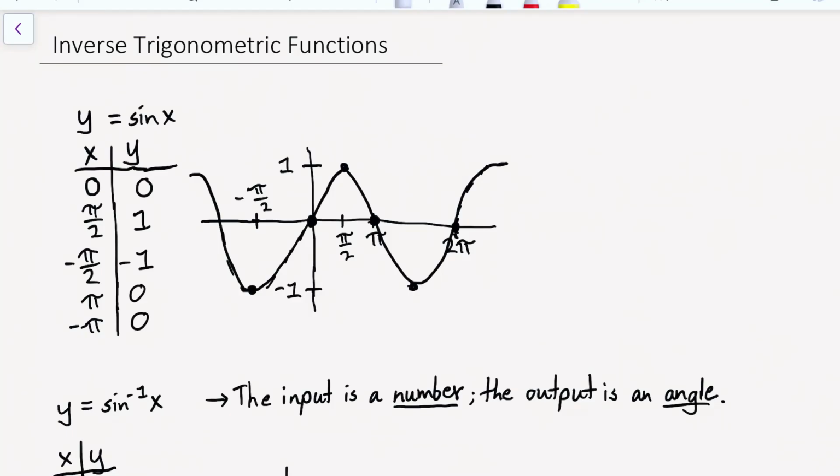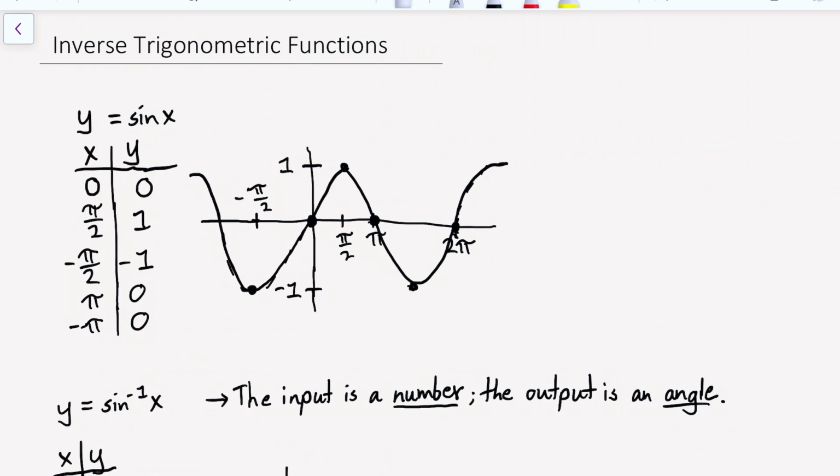In this video, I would like to introduce the idea of an inverse trigonometric function. We know that functions like the square root of x and x squared are inverses of each other. Exponential and logarithmic functions are also inverses of each other. So what does the inverse of a trig function like sine or cosine look like?